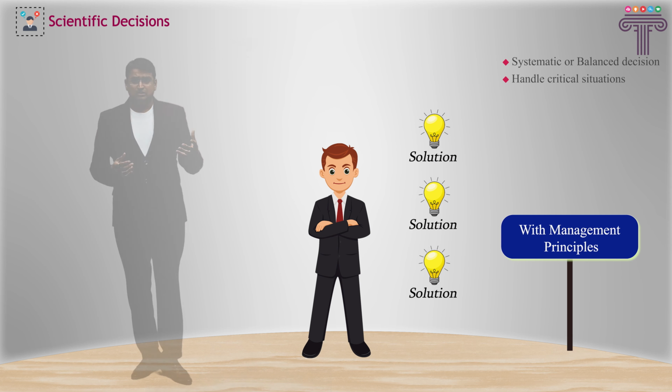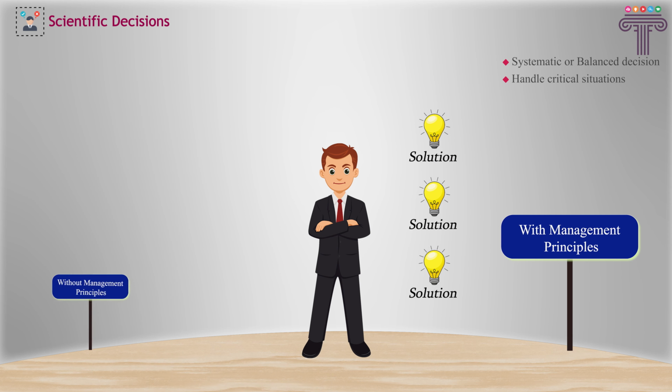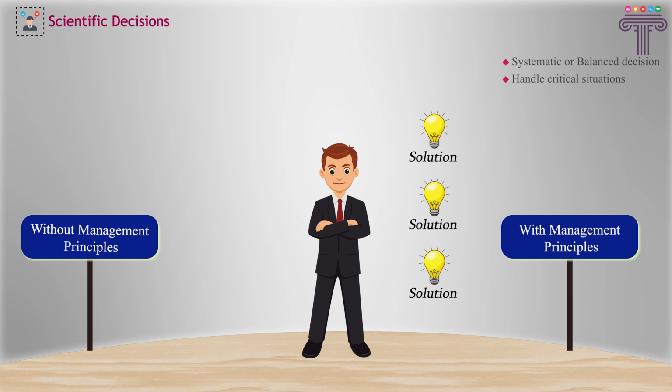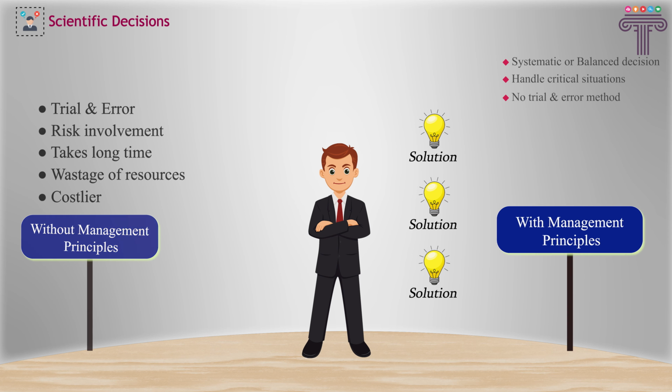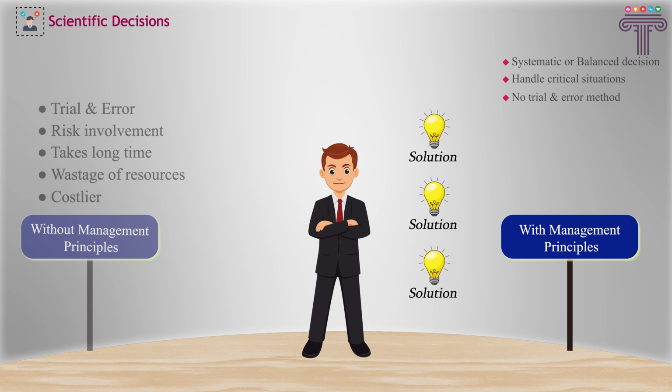So what happens if these principles are not there? These decisions will have to be taken on a trial and error basis. Now there is a lot of risk involved with trial and error. First, it might take a long time. It might waste resources. It might be costly also, and there are other disadvantages. But with management principles, a lot of critical decision making is made simple.